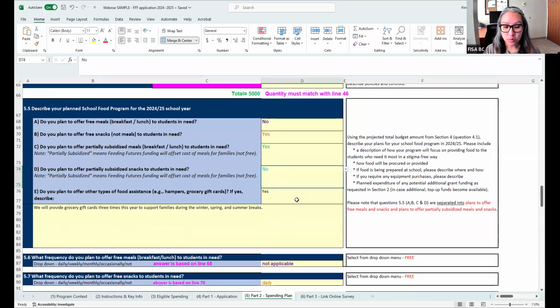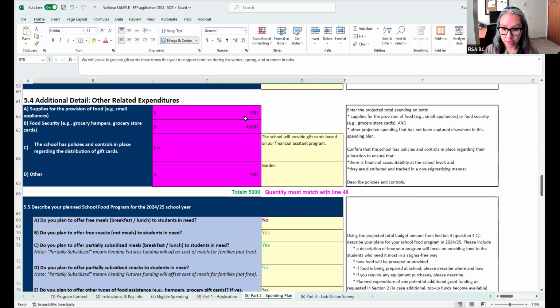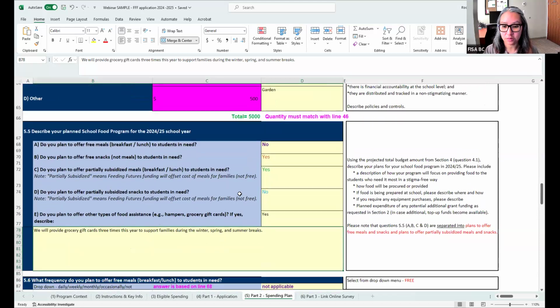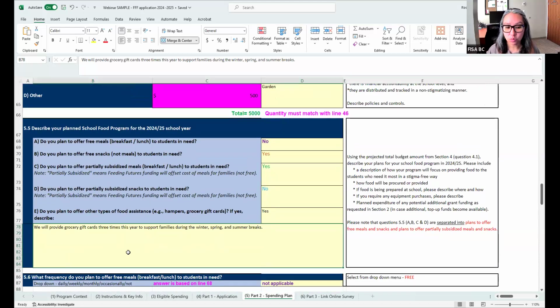And the next one is if you are planning to offer other types of food assistance. Remember that I said here that I'm using some money for gift cards. So what I did here is, yes, we will provide some grocery gift cards 3 times a year to support the families during their winter, spring, and summer breaks. This is really up to you guys. You can say I'm only offering gift cards, or you can say, you know what, I'm offering gift cards at the end of the year. If that is your case, some of you may not offer any gift cards, so you can always say no.